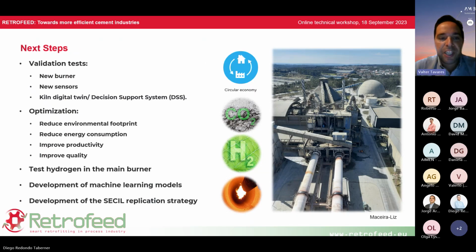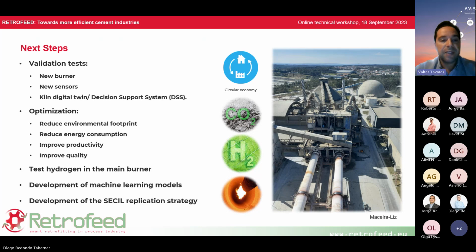After all these modifications, we are ready for the next stage: testing and validating results. Tomorrow, we start the retrofit tests, and although the project ends in October, at CECIL we feel that we are just starting because there is much to be done in terms of burner and sensor tuning, process optimization, new control strategies, development of predictors, and also the hydrogen trials.